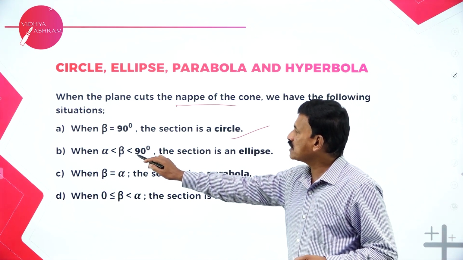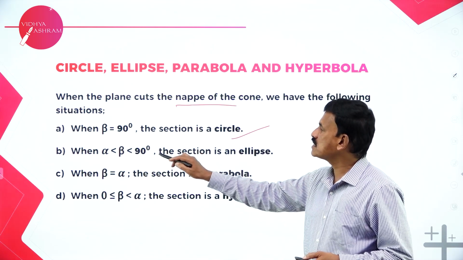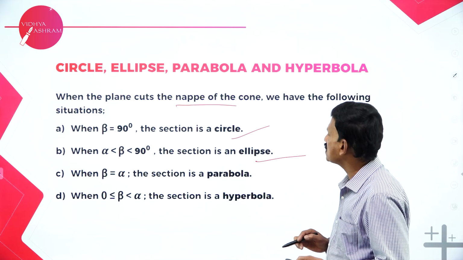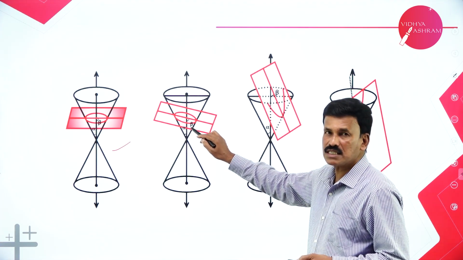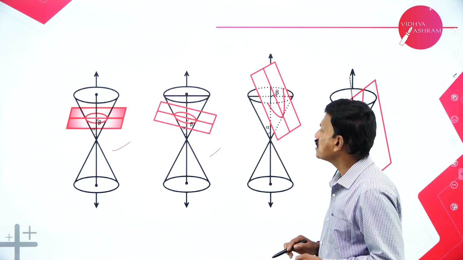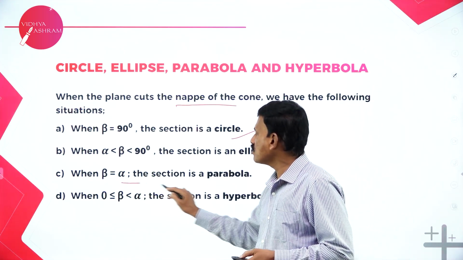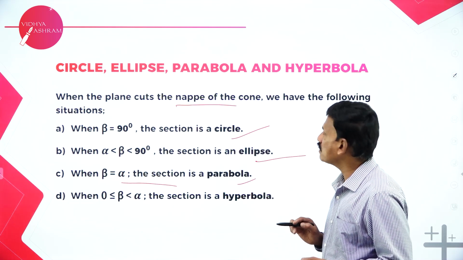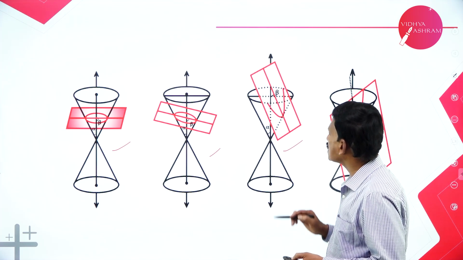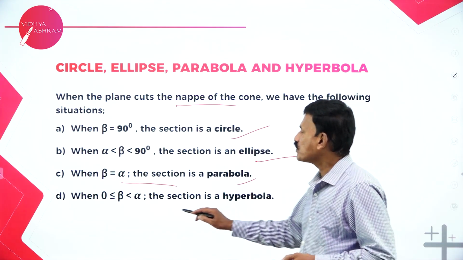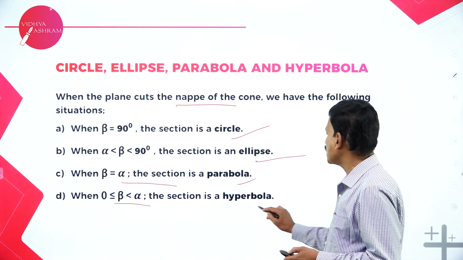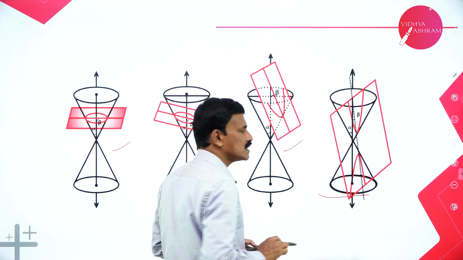Similarly, if beta is in between alpha and 90 degrees, then the section is called an ellipse. Similarly, if beta is equal to alpha, then the section is called a parabola. And finally, if 0 is less than or equal to beta, less than alpha, then the section is called a hyperbola. So this is a hyperbola.